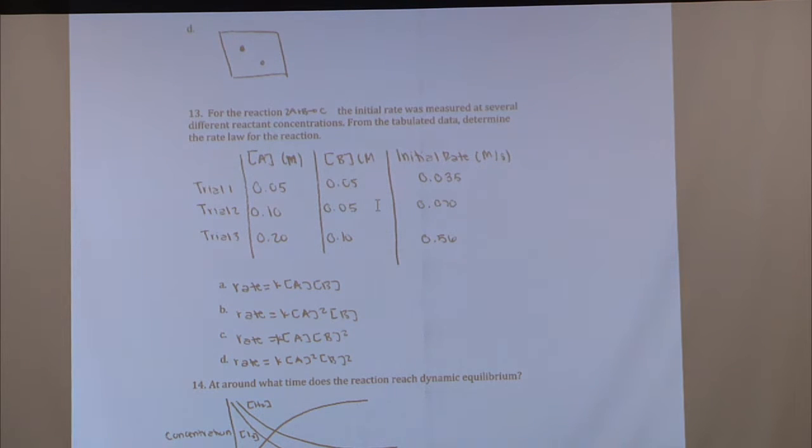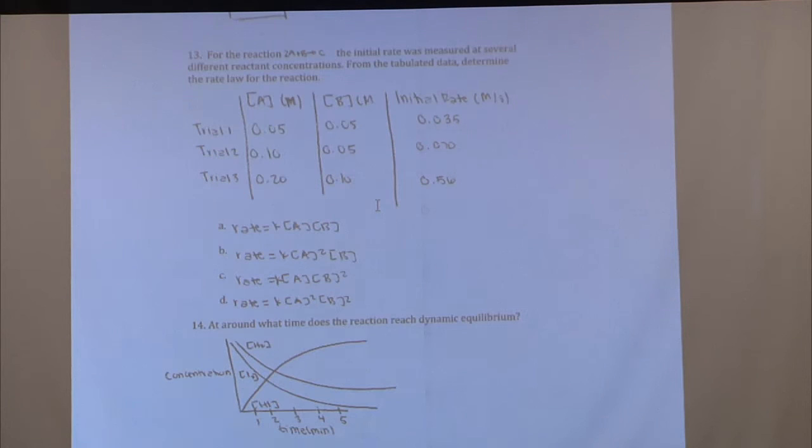Are there any questions? No? Okay. Number 13 is a kinetics problem. It says, for the reaction 2A plus B yields C, the initial rate was measured at several different reactant concentrations. From the tabulated data, determine the rate law for the reaction.